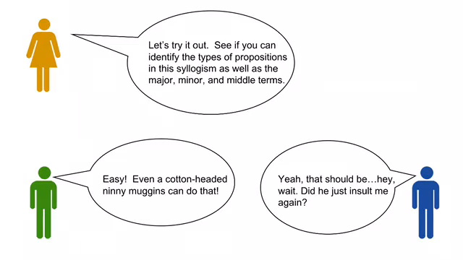So Logic Teacher comes back and she says, let's try it out. See if you can identify the types of propositions in this syllogism, as well as the major, minor, and middle terms. And little guy in green says, easy. Even a cotton-headed ninny-muggins can do that. And guy in blue says, yeah, that should be... Hey, wait! Did he just insult me again?